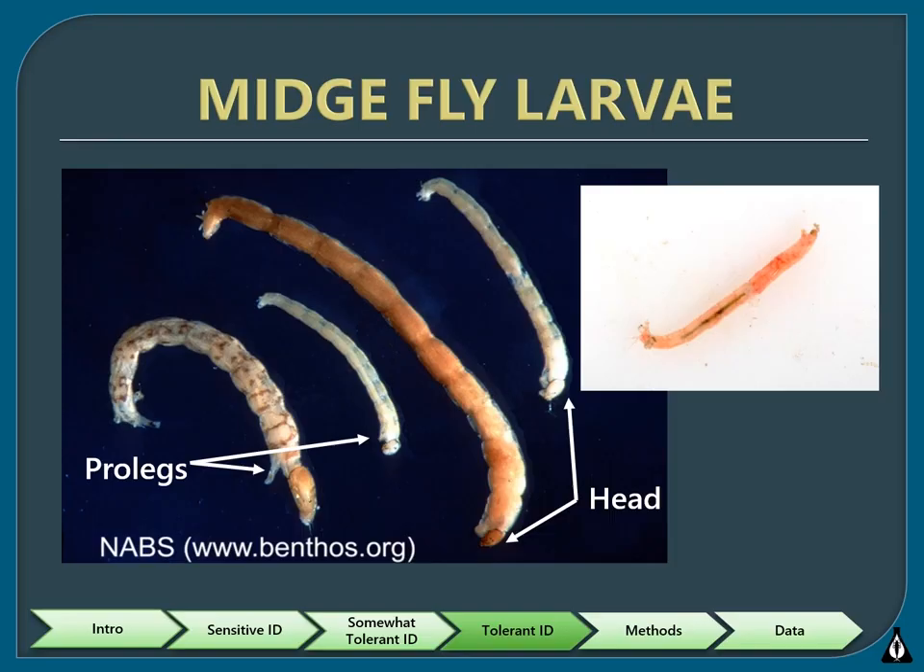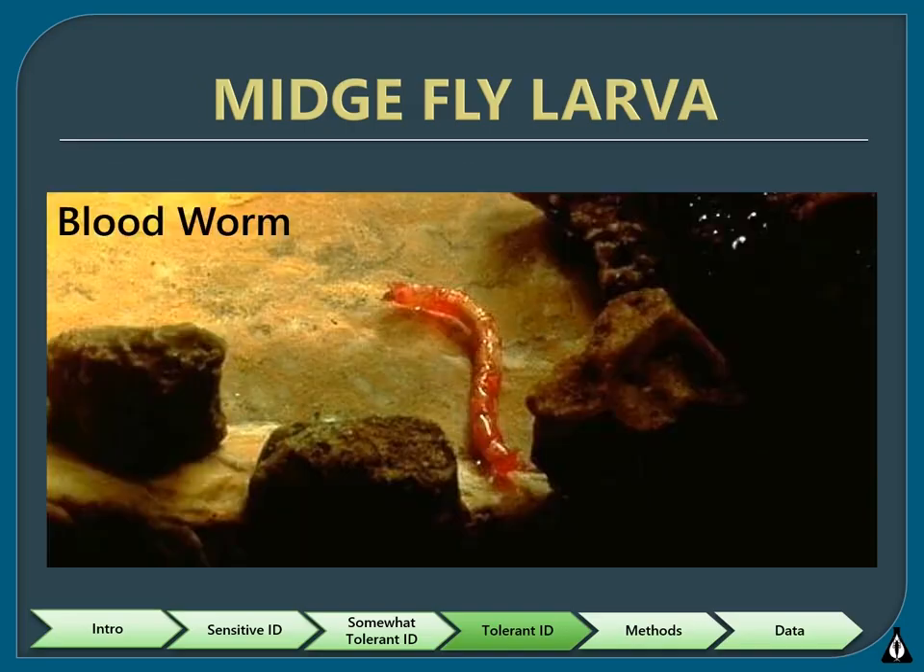They are tiny in size. Midge larvae do not have legs, but do have a proleg under their head, which can be seen on larger specimens. Midge larvae can be red in color. This type of midge is commonly called a bloodworm, which is a misnomer because they are fly larvae, not worms. This type of midge carries hemoglobin, which provides them a source of oxygen so they can live in water with very low oxygen levels, such as swamps.